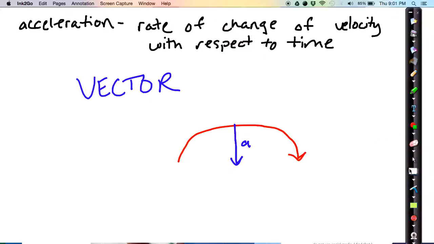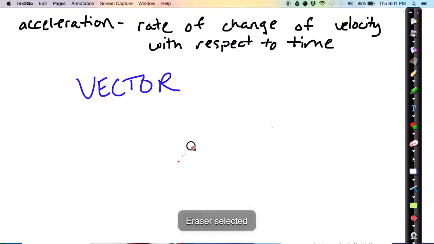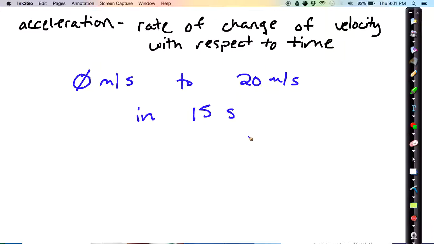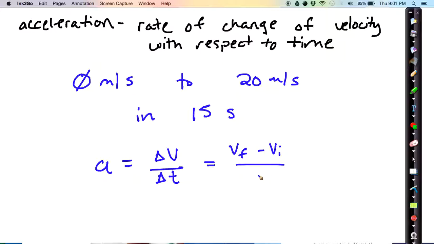So let's do a real quick acceleration calculation here just to demonstrate what this might look like. Let's say that we have an object that is at rest, so it starts at 0 meters per second, and it accelerates to a speed of 20 meters per second in a time period of, let's say, 15 seconds. Okay? So now if we want to do our acceleration calculation here, a equals delta v over delta t. Our change in velocity, we're going from 0 to 20. Now you always want to put final velocity first. So where we end up minus where we started. So v_f minus v_i over t.